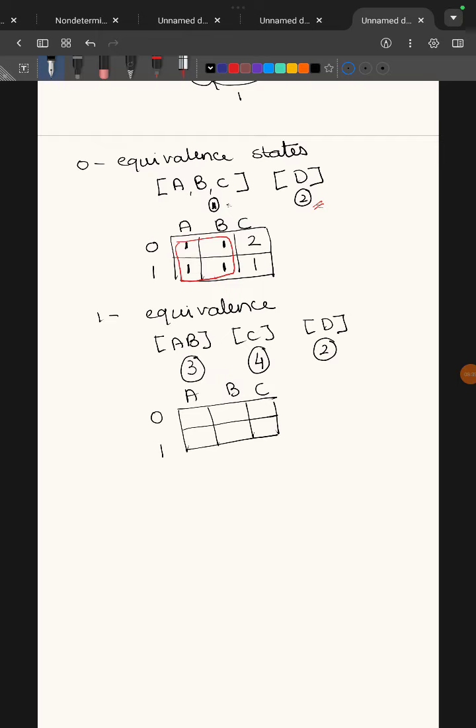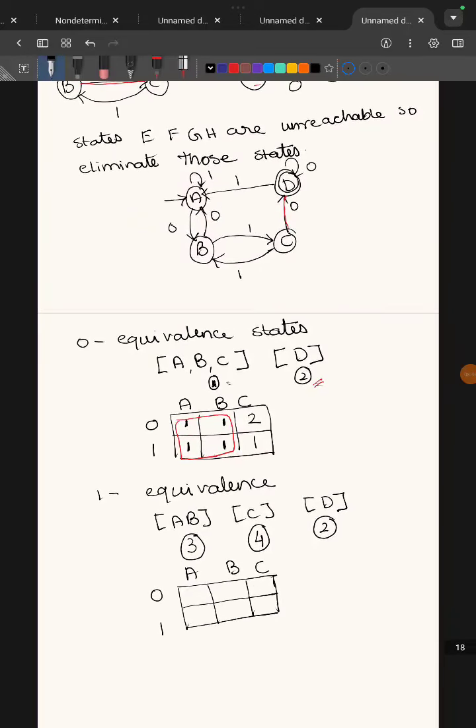Actually, I have shown this question in the class and I thought of asking for an IA exam, but somehow we have missed it. No issues, we are doing it here. So A, B. So A on 0, it is going to B, right? So which belongs to the group 3 only. So we will write 3. A on 1 is going to A itself. So it belongs to the group 3.